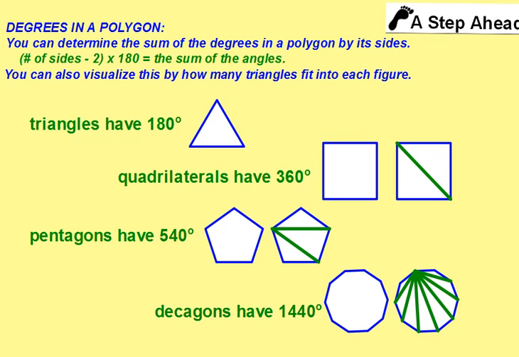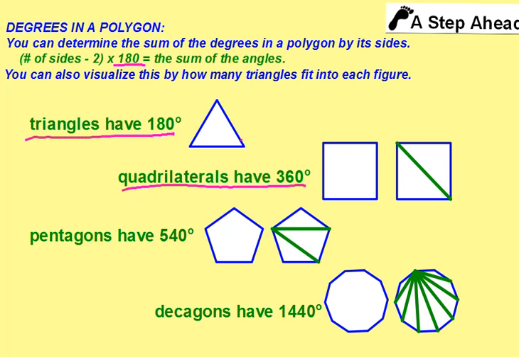The degrees in a polygon, you can figure out the degrees in each polygon. Triangles have 180 degrees and quadrilaterals have 360 degrees. You can figure out the degrees in other polygons by taking the number of sides minus 2 and multiplying that by 180. You can picture this by seeing how many triangles fit in each figure. For example, a triangle has 180 degrees. 3 minus 2 is 1 times 180.